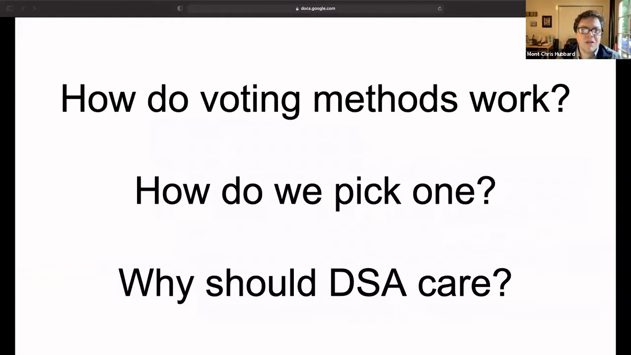The goal today is to give information to help you answer 3 questions. How do voting methods work? How do we pick one? And why should we care? A warning, the last one is very easy, but the first 2 questions are very complicated.